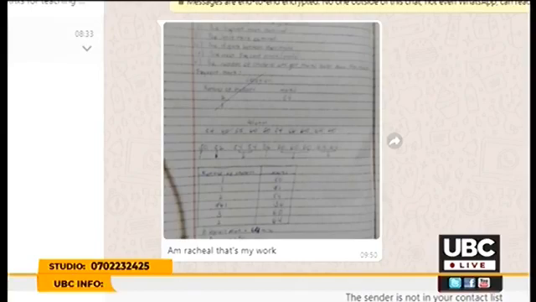Yes, I'm looking at Rachel's work. Rachel, thank you so much for trying. Rachel is trying to look for median.